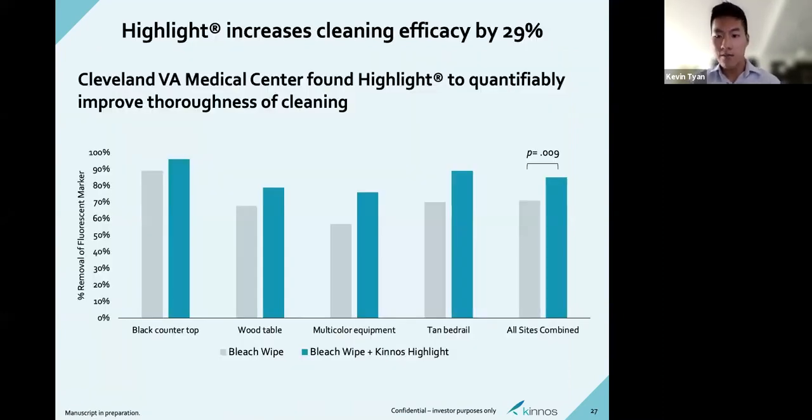In fact, a study out of Cleveland VA Medical Center found that thoroughness of cleaning could be significantly improved with Highlight for bleach wipes. And so they measured thoroughness of cleaning through percentage of fluorescent markers removed from 4 different surfaces. And they compared bleach wipes, as you can see in the white, versus bleach with Highlight. And they saw an improvement in fluorescent marker removal across all the surfaces. And so what's important here is that we envision Highlight being a daily, frequent tool that continuously improves technique, continuously trains your workers, and continuously helps to improve cleaning efficacy.